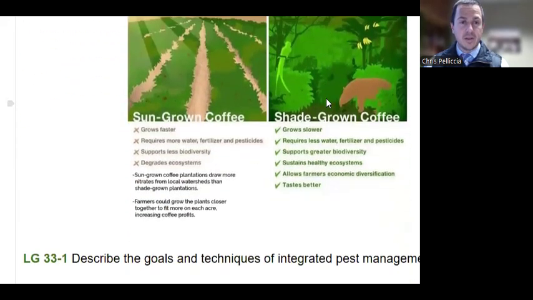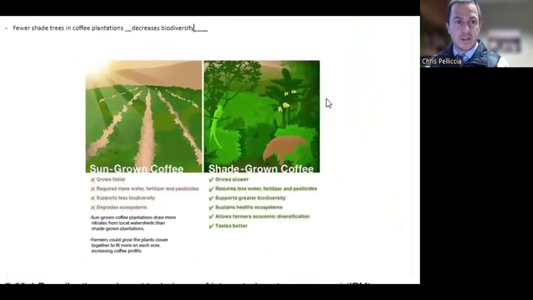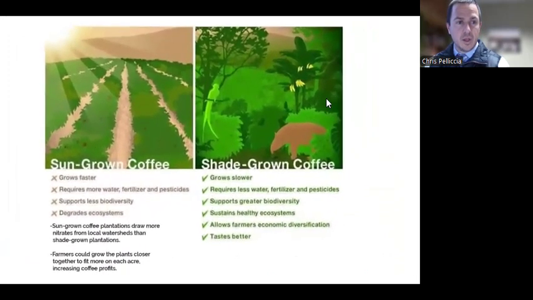And we've got a nice graphic here that's going to help to summarize those pros and cons. Sun-grown coffee, again, it grows a whole lot faster. Does require more water, fertilizer, and pesticides. There's less biodiversity, and it does degrade the ecosystem. Shade-grown coffee, it grows a little bit slower, and think about the economic consequences of that. However, it requires less water, fertilizer, and pesticides, supports greater biodiversity. So, like with all things in this course, we need to weigh the economic and the ecological cost and benefit. And as a consumer, you can directly influence this. When you go to the store, you can pick buying shade-grown coffee or traditional sun-grown coffee.